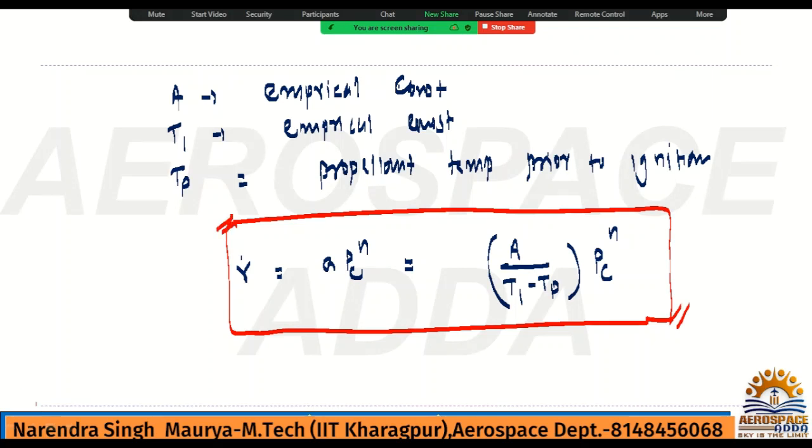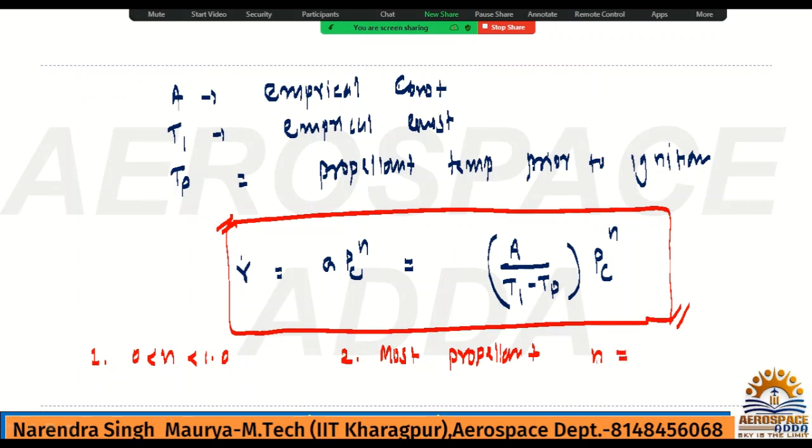One more thing, you just add one point. The N value is generally less than 1 and greater than 0. Number 1. Number 2. For most propellants, the value of N.